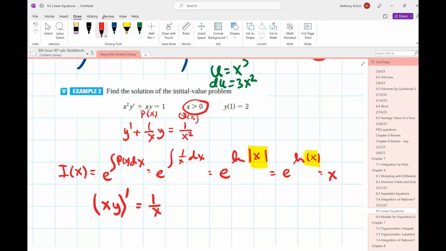So after I multiply both sides by I of x and compress, I should have this. Well, I multiplied both sides by x, right? Oh, yeah. So it was 1 over x squared. But not anymore.